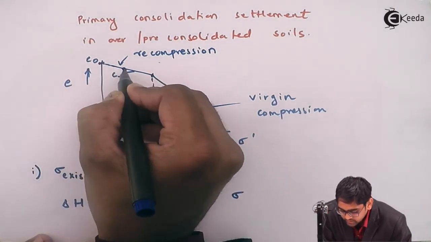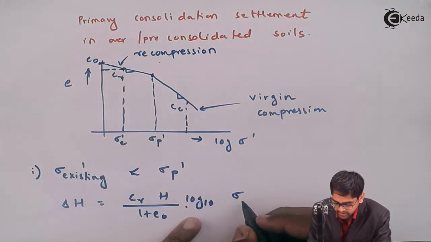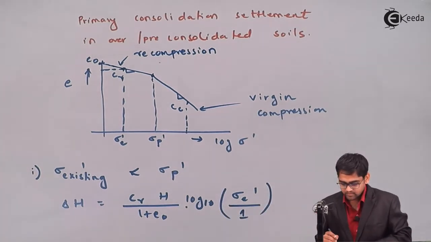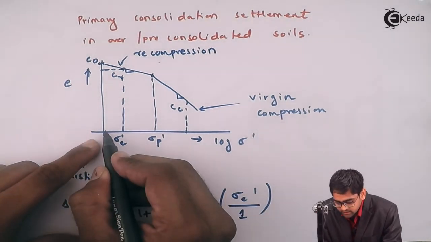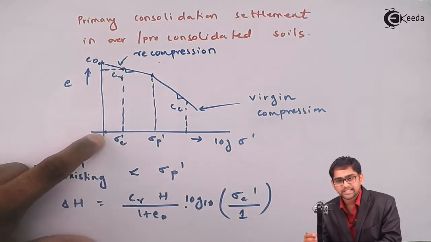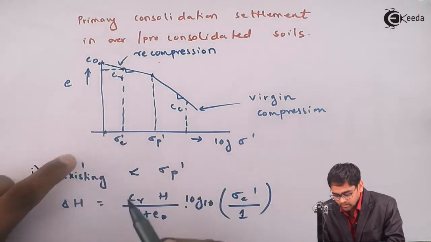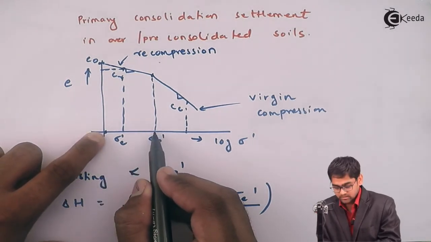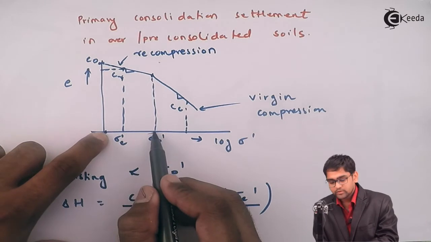The stress is changing from this particular value to this particular value, so there would be only a change in this e value. Therefore it becomes sigma e dash divided by 1. What we have considered here is that the pressure initially existing is just nominal, which is 1 or unity. So from this part to this part, the settlement occurring would be this much, delta H. But from this part to this part, the settlement occurring will correspond to the existing pressure to this particular value.